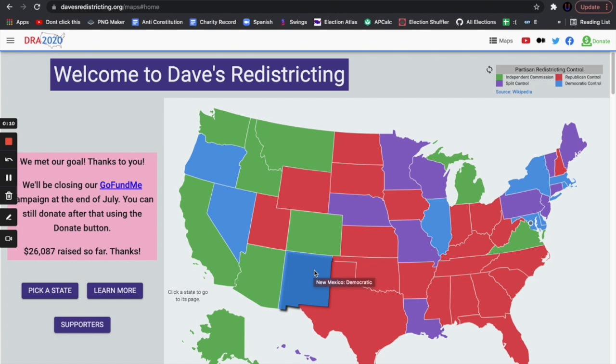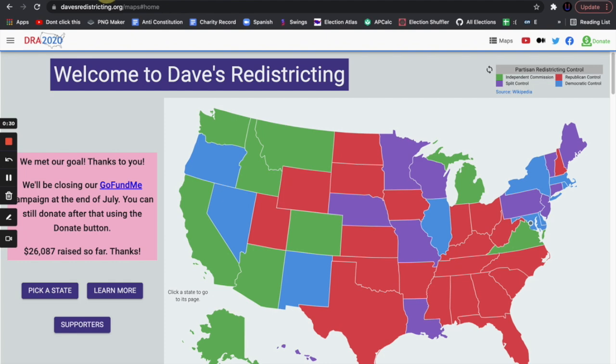So, New Mexico is a state that has Democratic control in that they have a Democratic governor who would be signing the hypothetical map, and they have a Democratic-controlled state legislature. So the Democrats are essentially free to do whatever they want in the state, assuming it is legal and follows the Voting Rights Act guidelines. So, we're going to get right into it with this video.